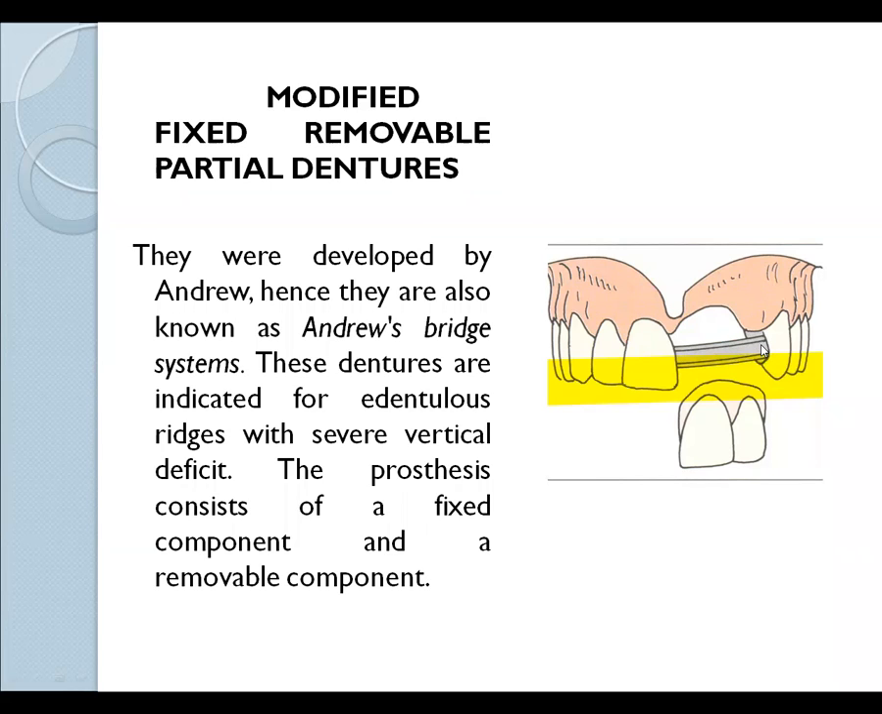Here you can see this is the bar. On this bar, this removable part is going to be placed. So this is the fixed component and this is the removable component. So the name of this type of bridge is the modified fixed removable partial denture. These are very technique sensitive, as this rod is connected to this component on either side of the abutments, and on it the removable part is going to be placed.